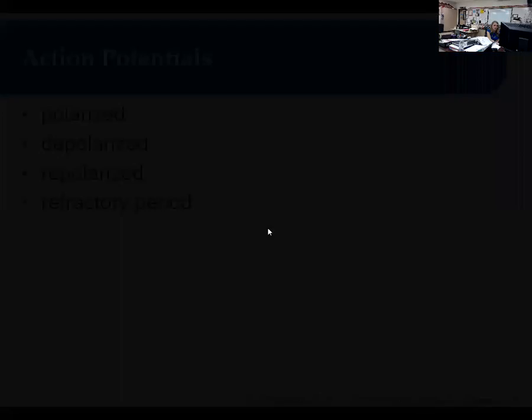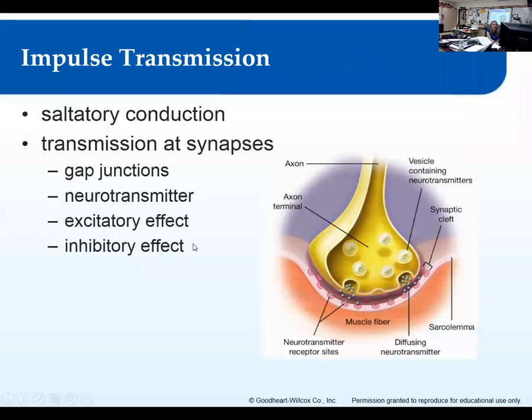So when you read this where it says saltatory conduction, that's what it's talking about: an action potential that actually jumps across those Schwann cells onto those nodes. That's what it's referring to. Now that is the fastest way for an action potential to be transmitted.